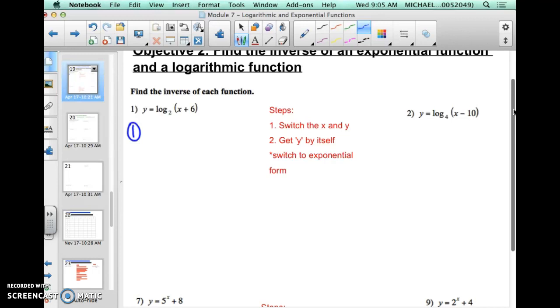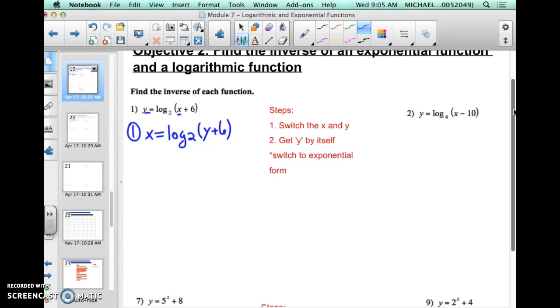So if I were to do that, I would write x equals log base 2 of y plus 6. I have just switched the location of the x and the y. Now, step 2 is to get y by itself, or isolate the y variable. And in this case, since it's logarithmic, I'm going to first begin by switching it to exponential form, getting rid of the log, all right?